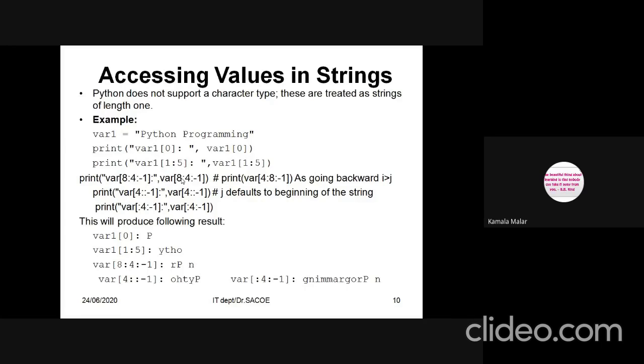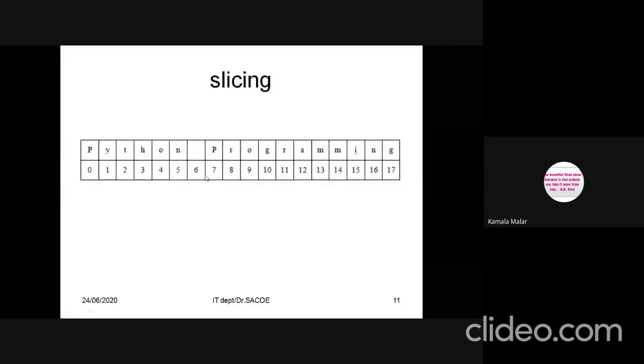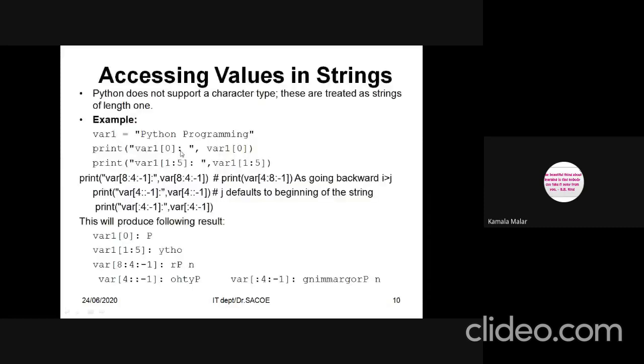So 8 to 4, you see, 8 to 4 means that O, before O. We should not include the end value, right? So before 4, O, N value. So 8 R P space N, that will be the output. See, RP space N, that will be the output.